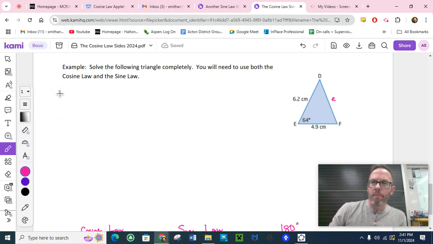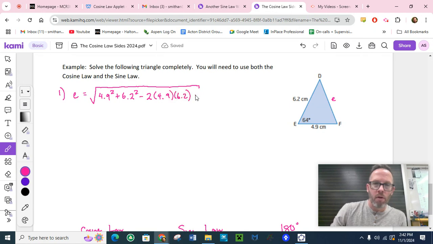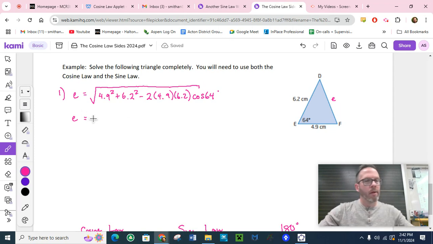All right, I'm going to come along for the ride here. So firstly, we're going to find E, and we've done a couple showing a lot of work. I'm just going to do kind of the direct way to calculate E. So we do the other 2 sides, 4.9 squared plus 6.2 squared minus 2 times 4.9 times 6.2 times the cosine of 64. You can do that all at once. Equals, don't forget the square root.